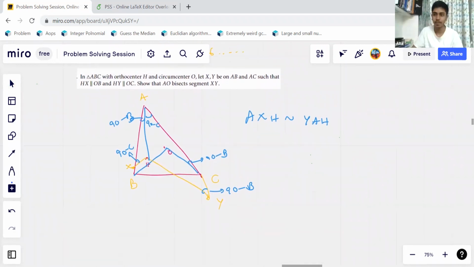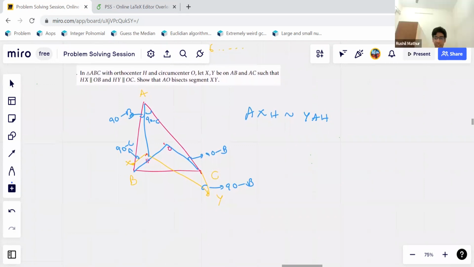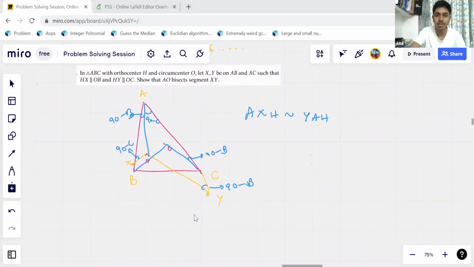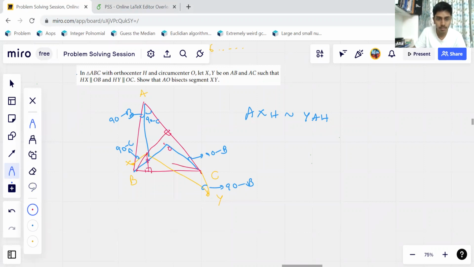There wasn't much. Atul, someone has a suggestion on chat. Let's say someone doesn't know what the orthocenter is. The orthocenter is the intersection of the altitudes from all three sides, so in this case these would be perpendicular. And the circumcenter is just the center of the circle passing through points A, B, and C.